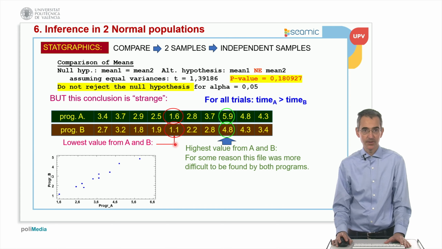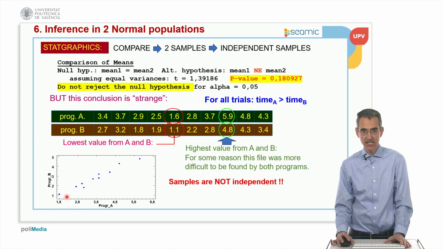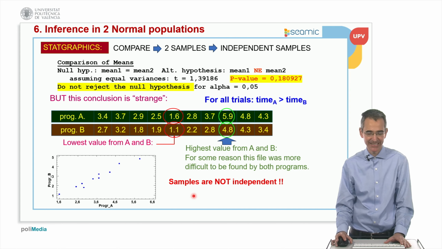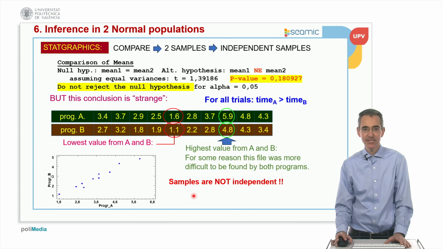So if we make a scatter plot comparing the time of program B and program A, we have a quite tight correlation. That means that samples are not independent, and this is a very important result. Why? Because we're using the option of independent samples, so we're using a mathematical procedure which does not correspond with the case. So this is not the best statistical method.